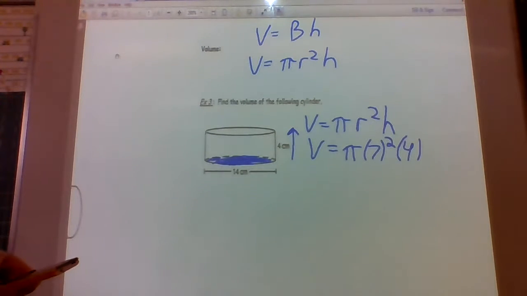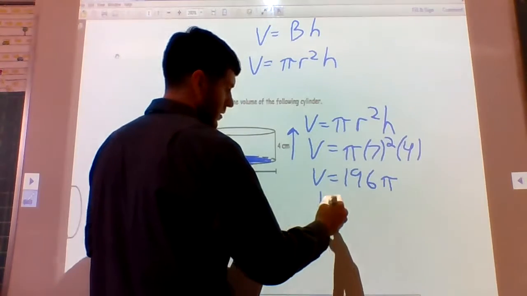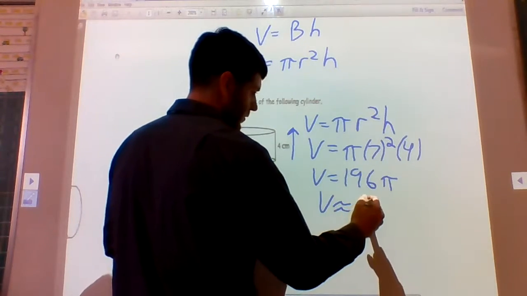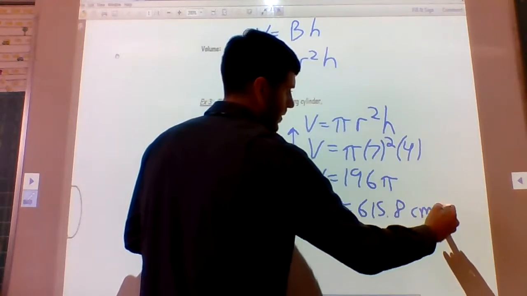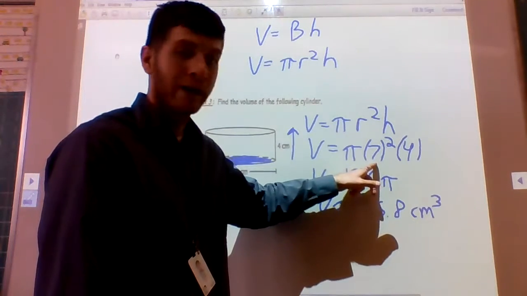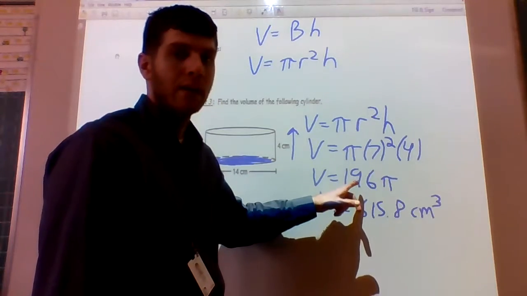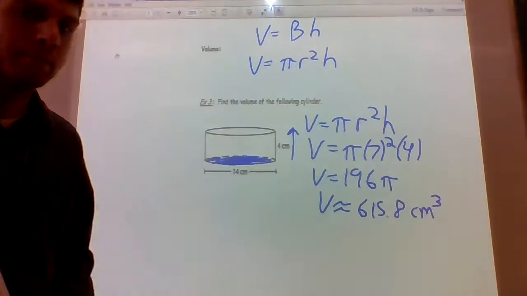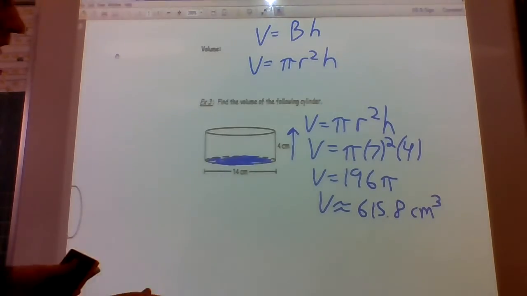So that's going to be 196 pi. Multiplying all those together, we should get approximately 615.8 centimeters cubed. 7 centimeters times 7 centimeters is 49 centimeters squared. 49 centimeters squared times 4 centimeters is 196 centimeters cubed. And then 196 centimeters cubed times pi gives us approximately 615.8 centimeters cubed. So that's it for the notes on cylinders.